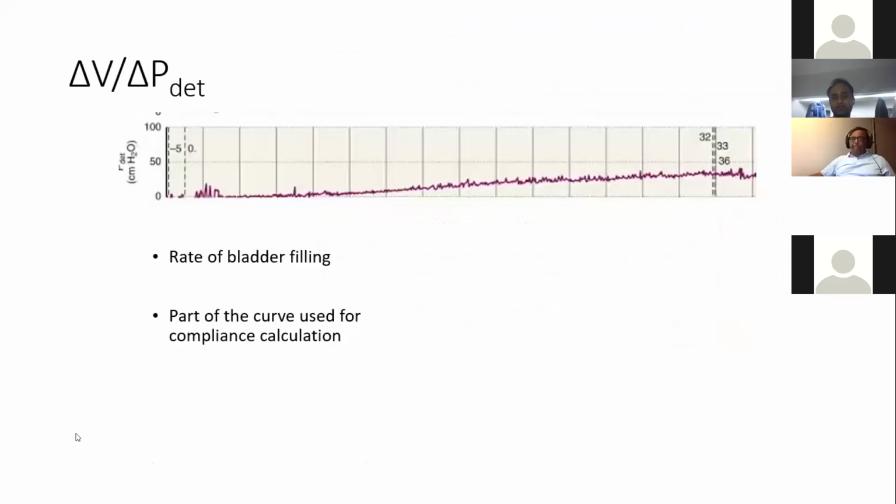So as we have talked about the compliance of the bladder, which is actually delta V over delta P det, that is with the change in volume, there should be no change in pressure. However, the compliance of the patient depends upon the rate of the bladder filling, with the physiological filling rate, and the part of the curve that is used for the compliance.